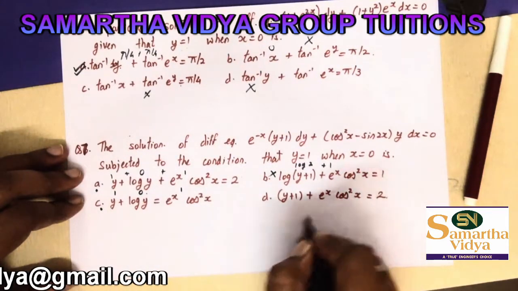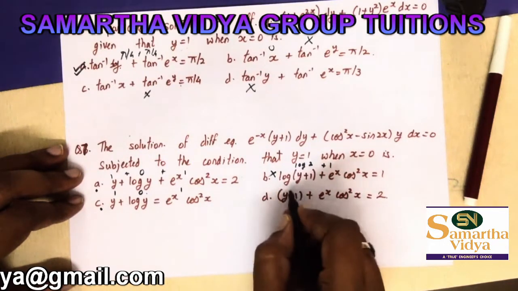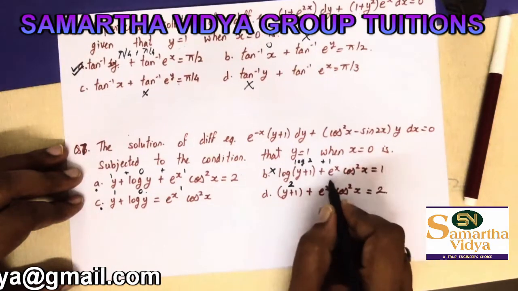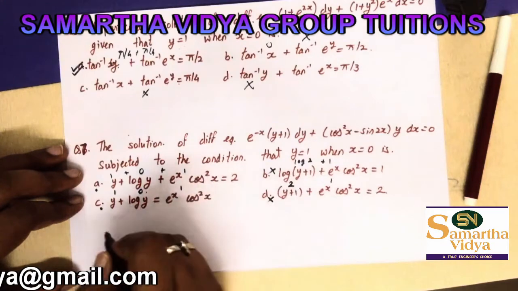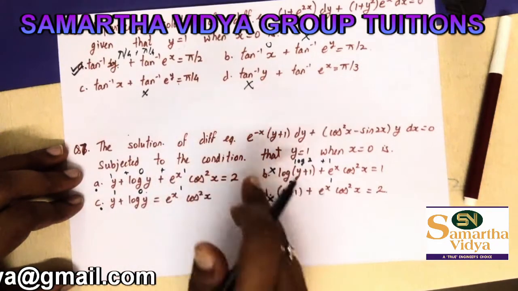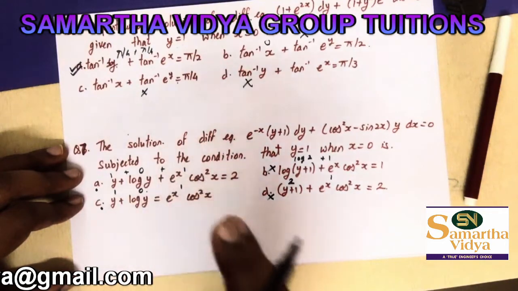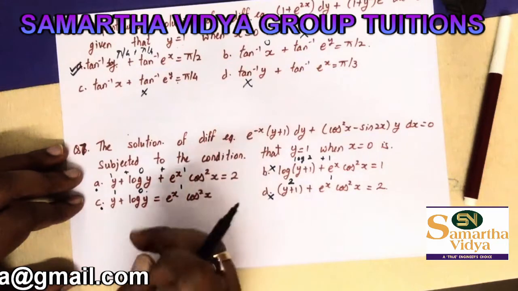Moving ahead to this one, if I substitute y is equal to 1 in this, it becomes 2. If I substitute x is equal to 0 in this, it becomes 1. So 2 plus 1 is 3. So obviously this is wrong. So you can see we have eliminated two options, but two options are still remaining. Now how do we check which of the options is right?